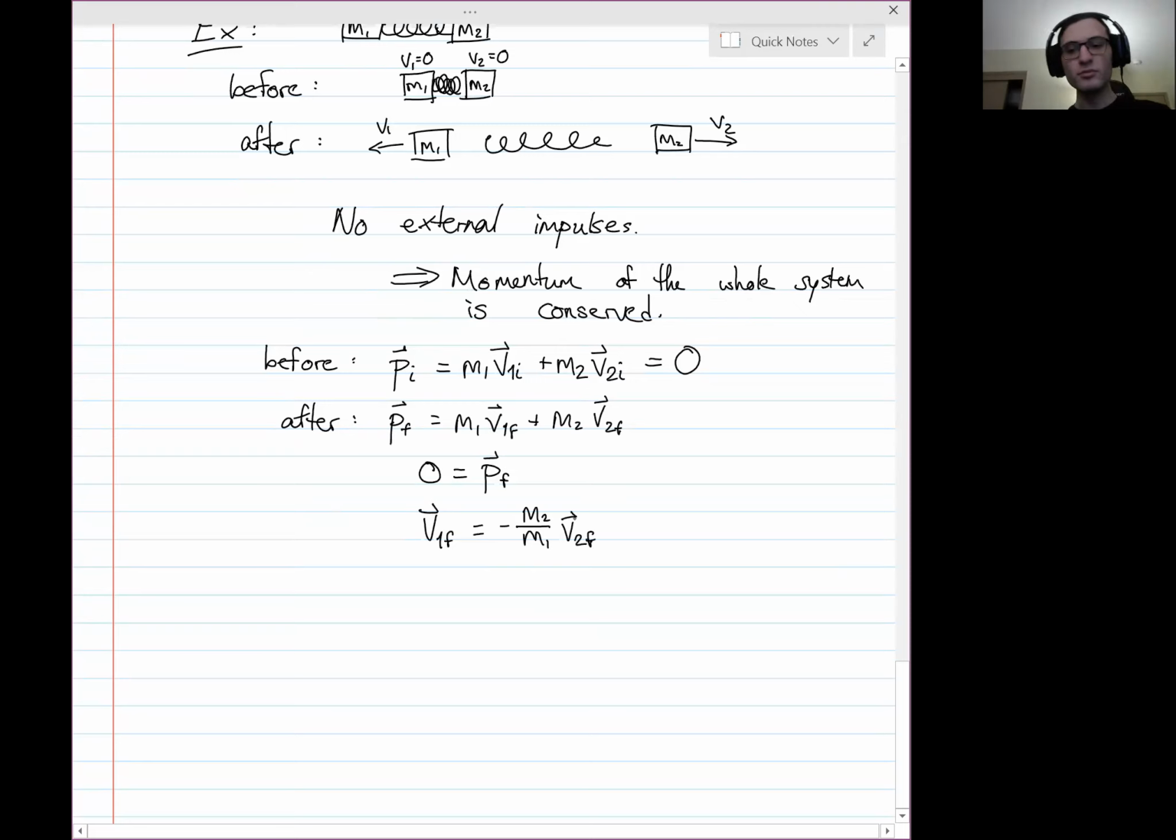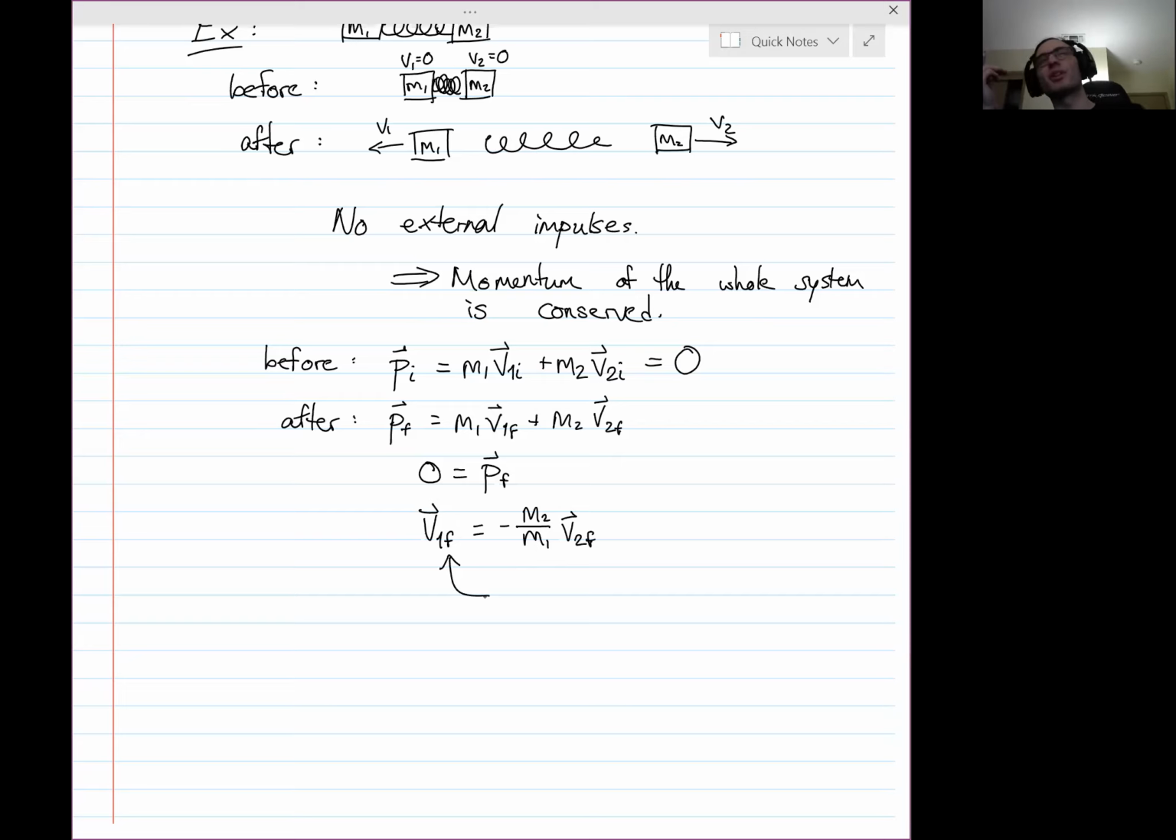So if, for example, the second block is a lot heavier than the first block, then that means that M2 divided by M1 is a lot greater than 1, like maybe it's 100 or something, which would mean that the magnitude, the speed of the first block is a lot higher than the speed of the second block. And that should agree with your intuition.